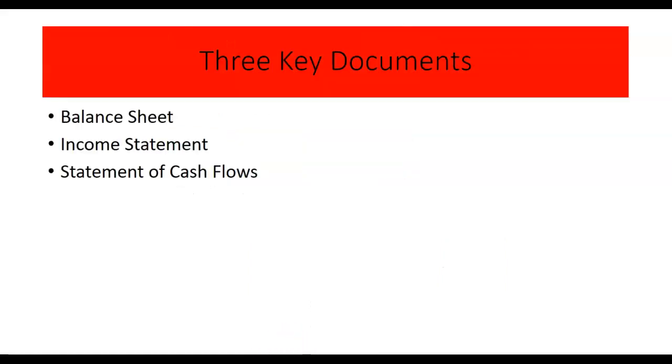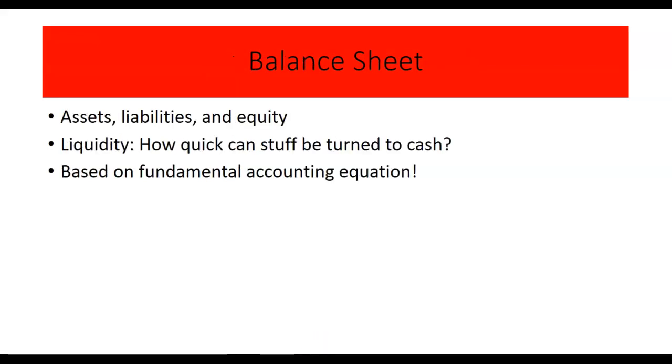So what are the 3 key documents? The balance sheet, the income statement, and the statement of cash flows. The 3 key documents in all of accounting. So what does our balance sheet show us? It shows us what we have in terms of assets. It shows us what we owe people, our liabilities, and lets us know, are we in the black or in the red? Our liquidity, same as we talk about in the stock market, how quickly can we turn things into cash, such as inventory, such as fixed assets, things like buildings, how quickly can we get cash?